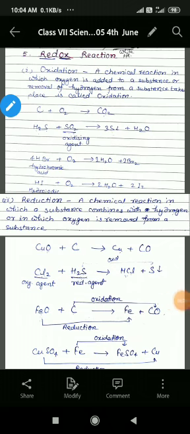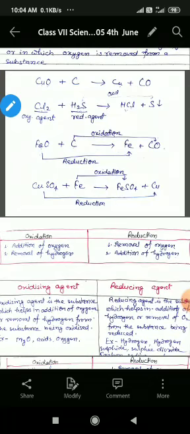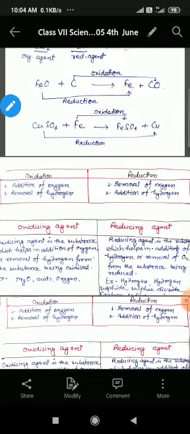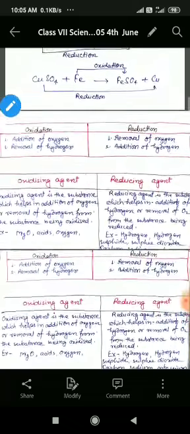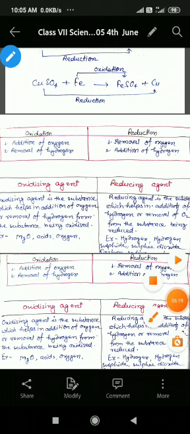Students, further you can also see here that copper sulfate, when it reacts with iron, shows how oxidation and reduction take place. After this, we will discuss the differences between oxidation and reduction. Simply, oxidation is addition of oxygen or removal of hydrogen, whereas reduction is removal of oxygen or addition of hydrogen.